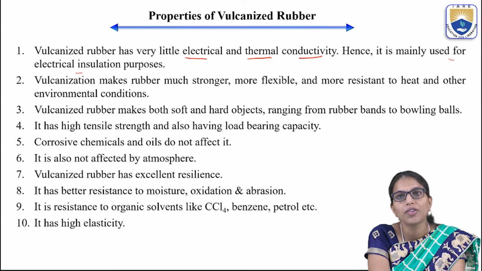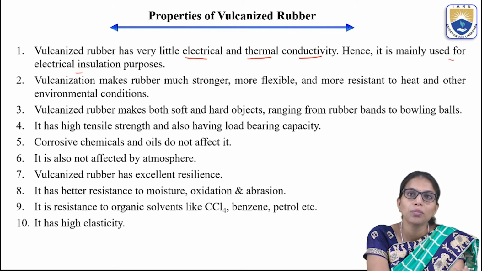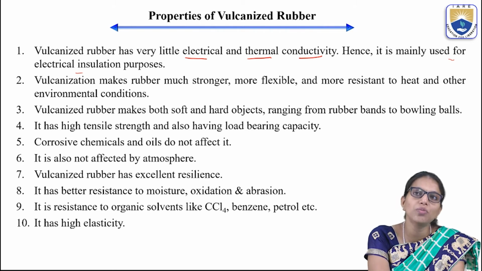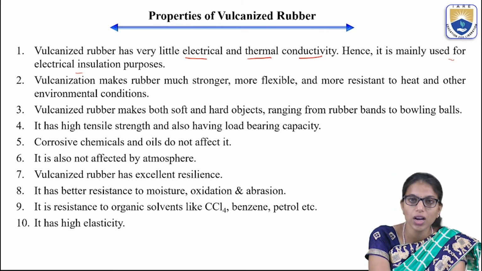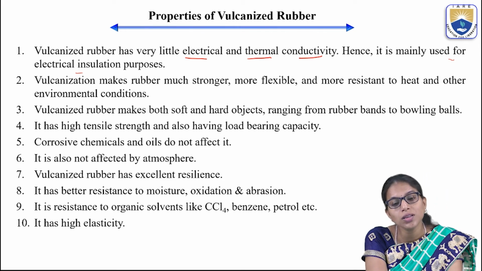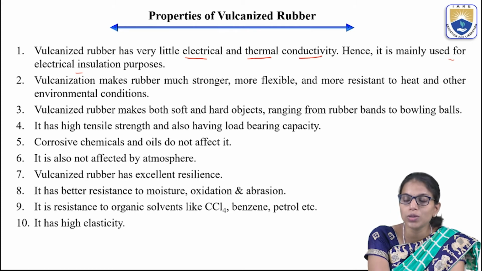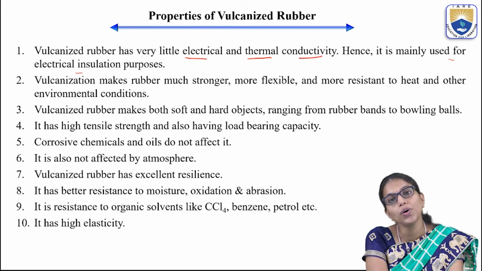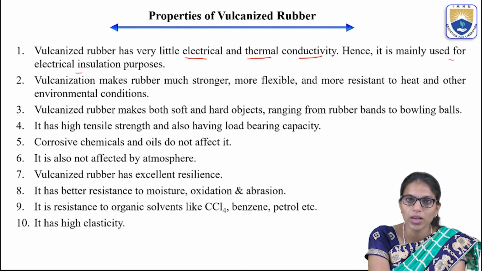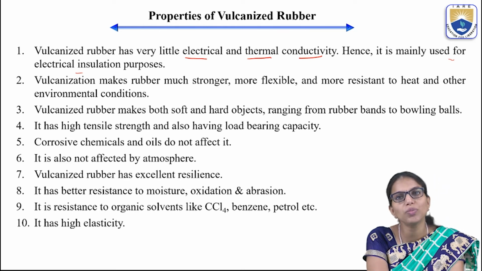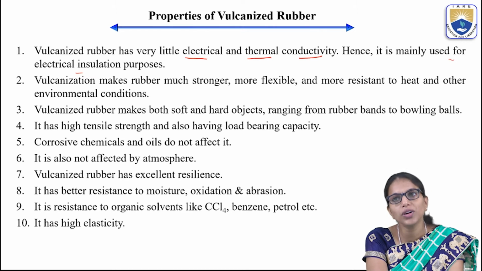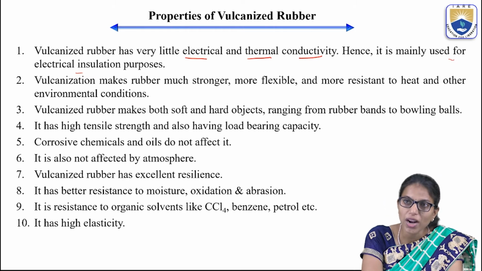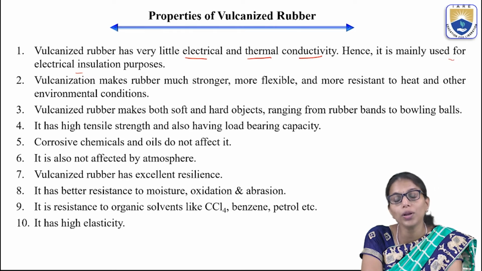Vulcanization makes rubber much stronger, more flexible, and more resistant to heat and other environmental conditions. Other environmental conditions means we can protect it from air also. That's what we are talking about, the non-corrosive nature of vulcanized rubber. And vulcanized rubber makes both soft and hard types of objects, ranging from rubber bands to bowling balls.